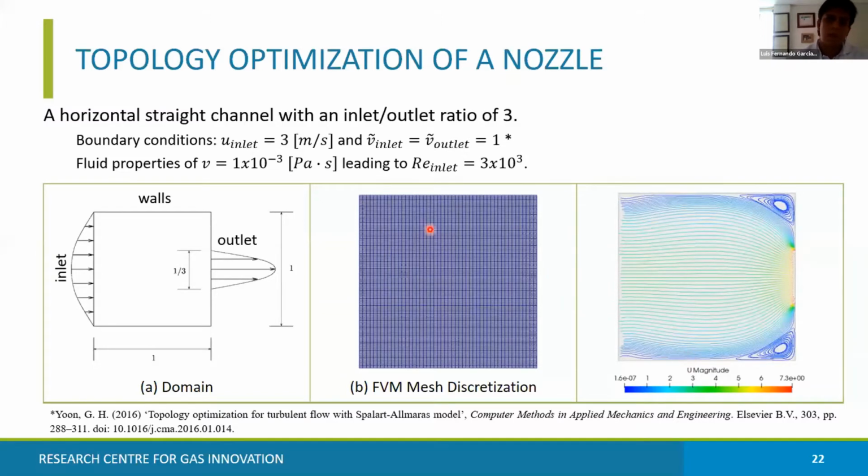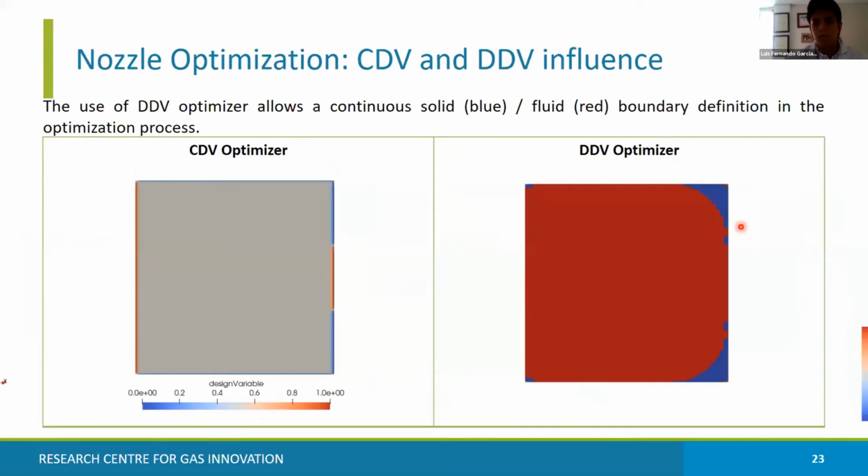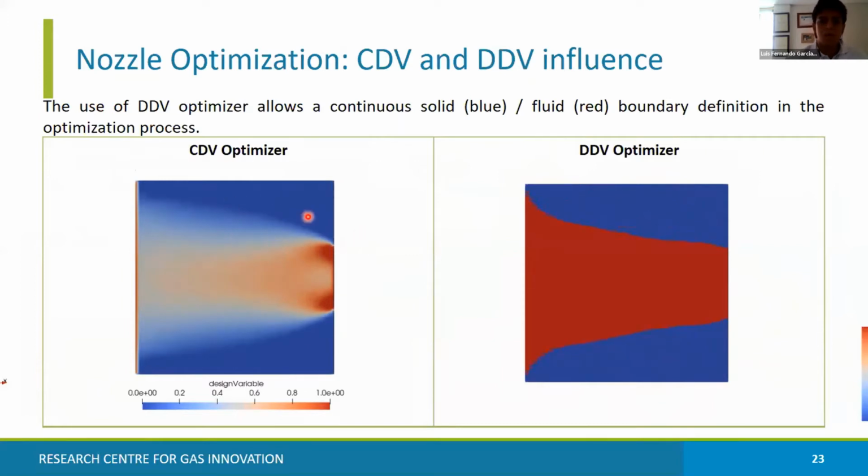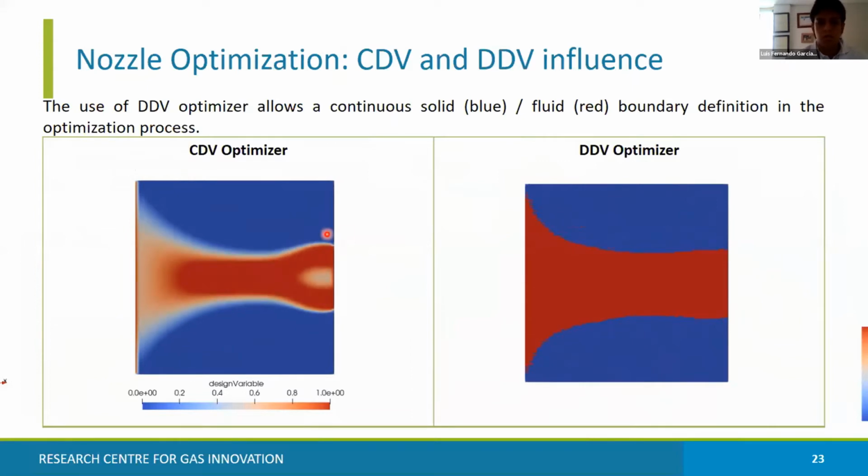At first, we made the optimization of a nozzle, whose initial CFD modeling shows us that it will have some vortex at the corners. So we want to avoid these kinds of regions to optimize. Both optimizers are tested. And we see that the DDB optimizer allows us to create a clear solid and fluid region, in comparison with the CDB optimizer that shows us the gray regions that we want to avoid in topology optimization of fluids. So both optimizers work fine, but the difference is the solid-fluid boundary layer definition.